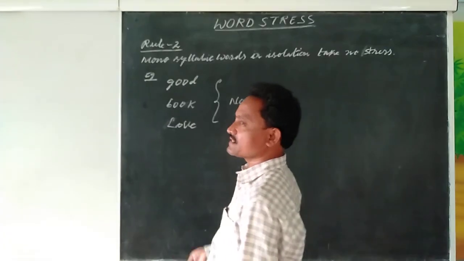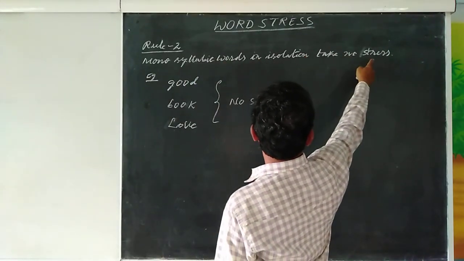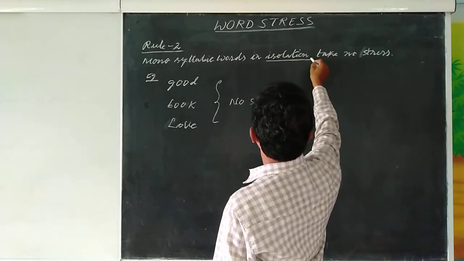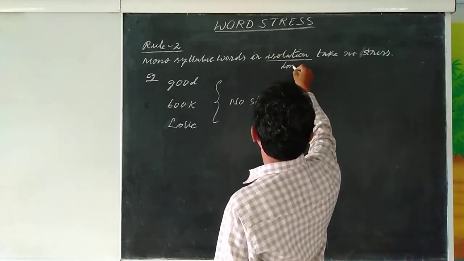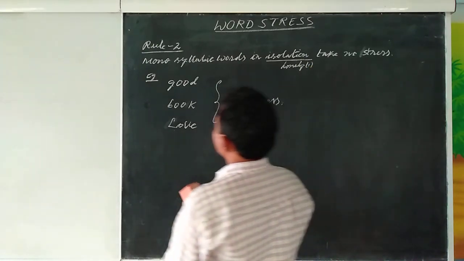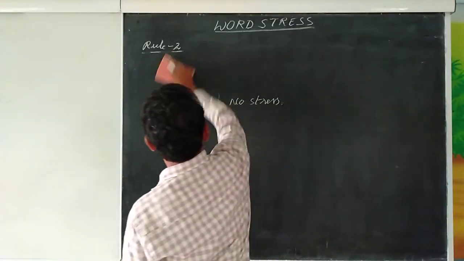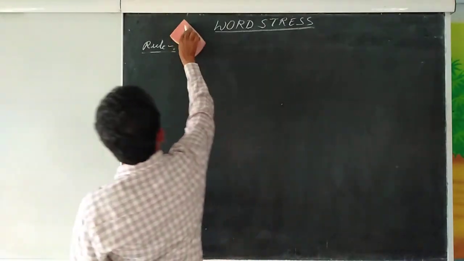Okay, remember this is the second rule. Monosyllabic words in isolation take no stress. Isolation means lonely. Lonely, I mean one. Okay. Now, rule number 3.